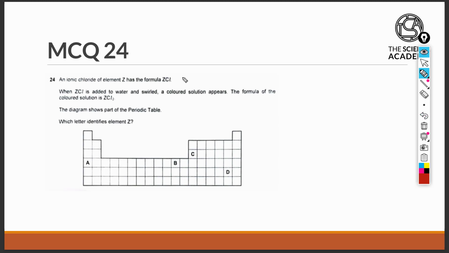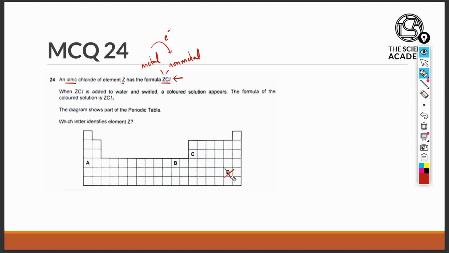So let's solve this question sentence by sentence. The first sentence states that an ionic chloride of element Z has the formula ZCl. So for ZCl to be ionic, Z has to be a metal because chlorine is the non-metal in this case. And we know that ionic compounds are formed when there is an electron transfer from a metal element to a non-metal element. We can eliminate D as the answer because D is part of group 7, which is a non-metal.